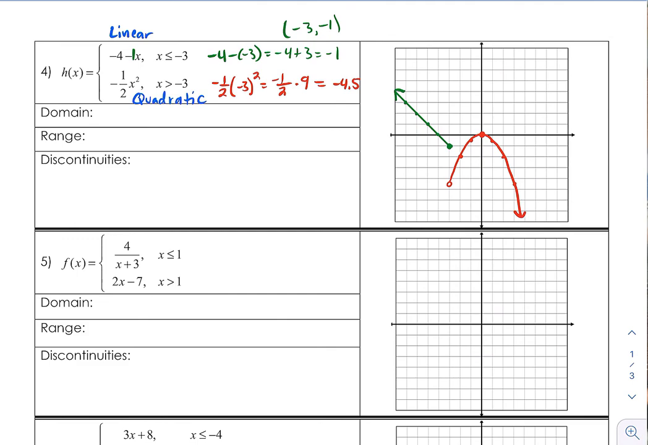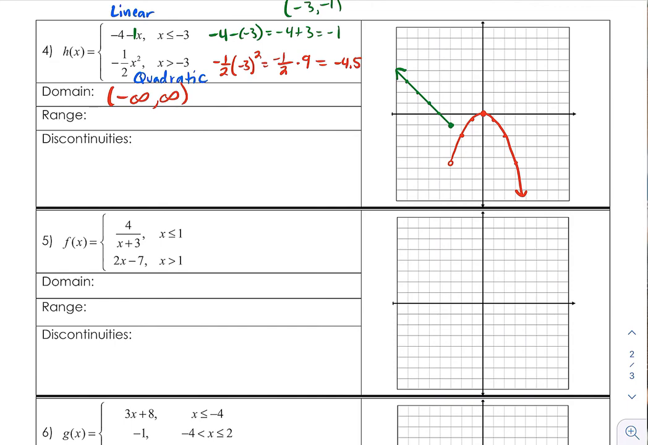The only thing that a piecewise changes is we just cut it off at -3. We just don't draw anything past -3. All right, for our domain, I've got an arrow going to the left, to the right, and a closed circle where we have a jump. So this domain is all reals, -infinity to infinity.